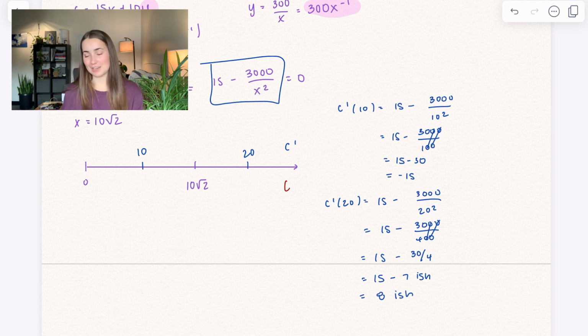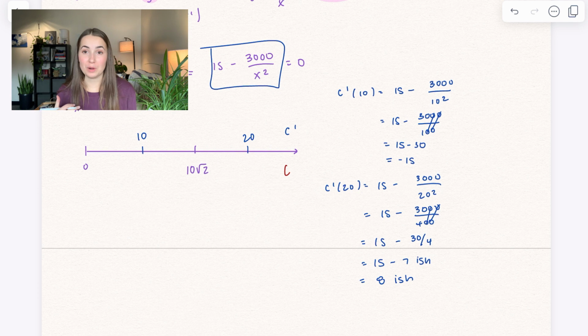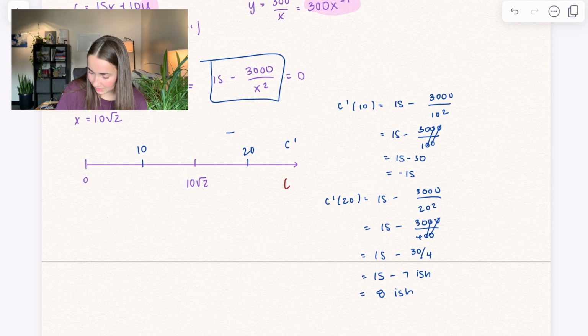Okay, I hope you like my issues. So here, 30 divided by 4, I know 7 times 4 is 28, so it's going to be a little over 7. And here I'm just guesstimating because all I care about is if it's positive or negative. I know 8-ish is going to be a solid positive number. So that tells me on this interval I'm going to be positive.